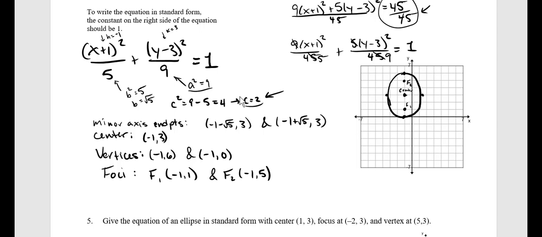Good enough. Looks all right to me. Maybe we label this vertex up here, and this guy down here. I'm not going to label those minor ones, but let's get the center labeled: -1, 3. Kind of cluttered, but we get everything in our picture.